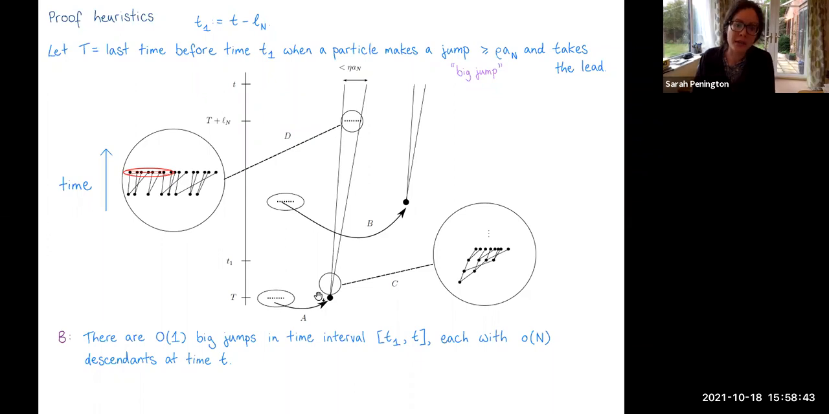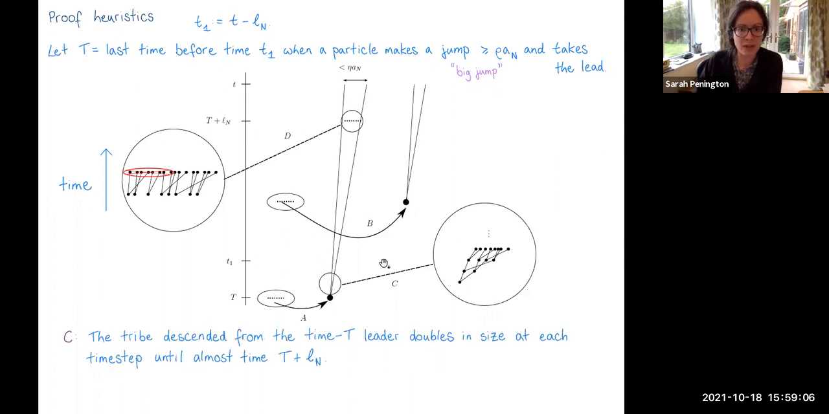And actually, the only way that particles can overtake this tribe is by making big jumps, for the same reason that I said before, that you can't move very far without making big jumps. So that means that actually by time t, n minus little o of n of the particles will be in this tribe descended from this particle.